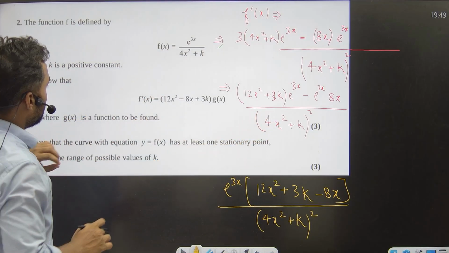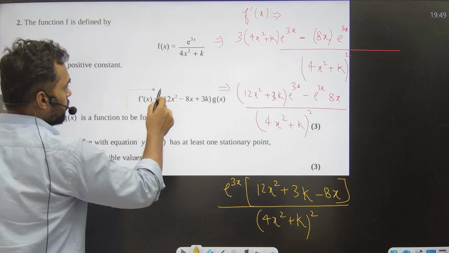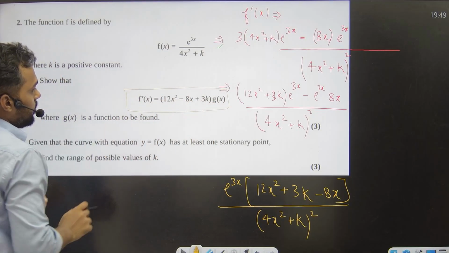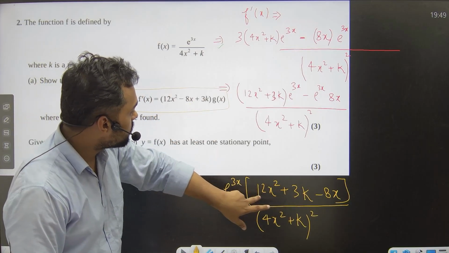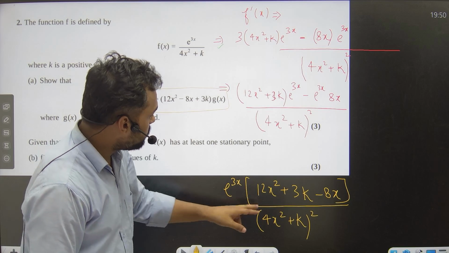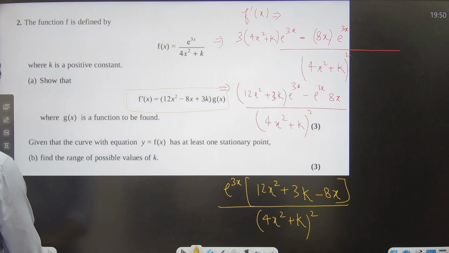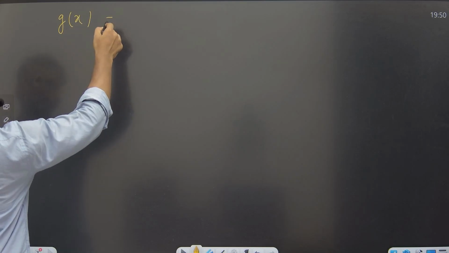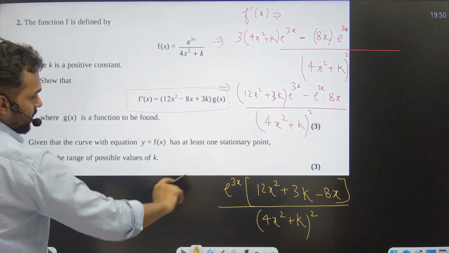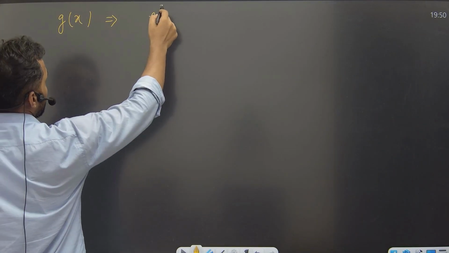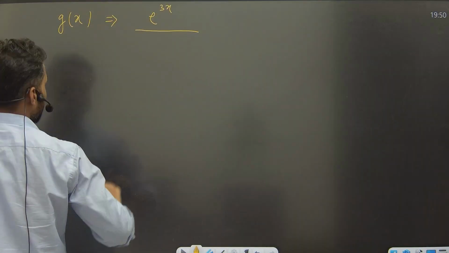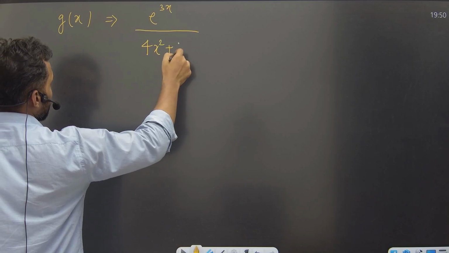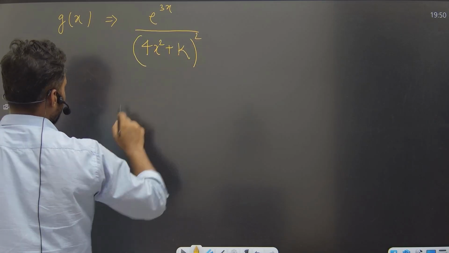Now see the question. They have asked us to show that this f prime of x is equal to 12x squared minus 8x plus 3k, times g(x). We have got this value. What will be g(x) here, students? According to our solution, g(x) will be e power 3x upon 4x squared plus k, whole squared. This is g(x), students.